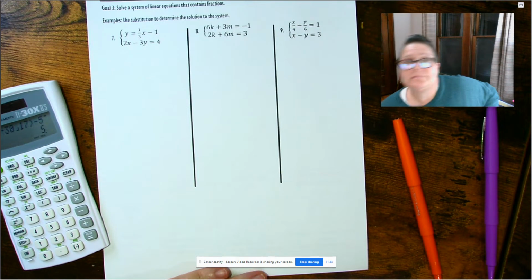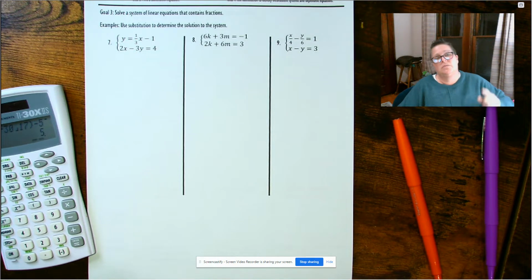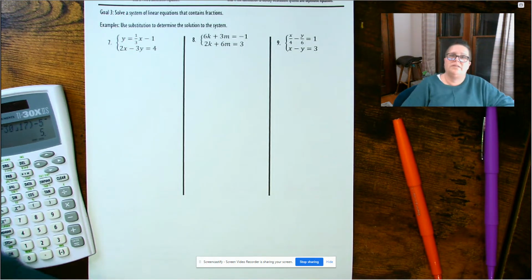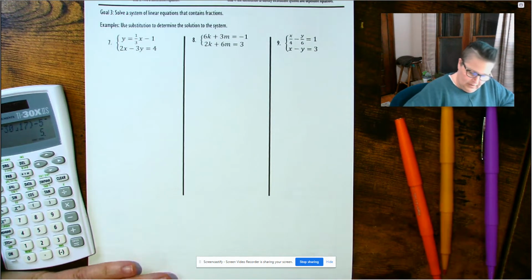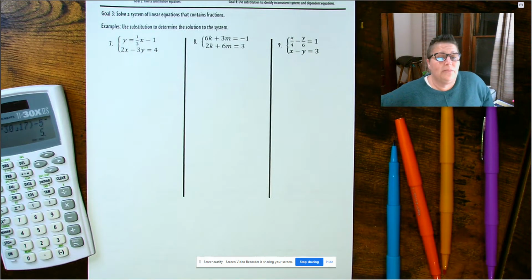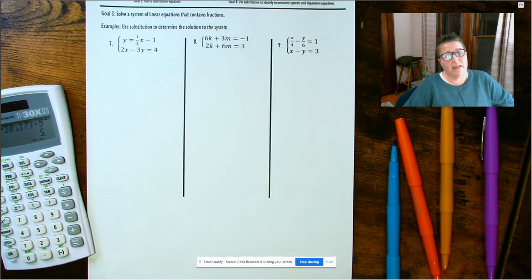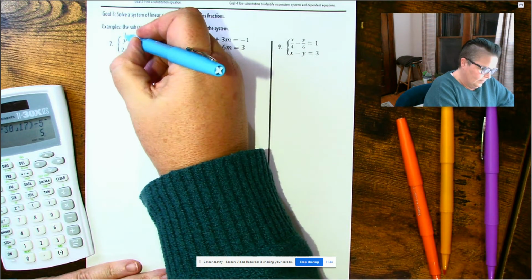All right? So, can you use substitution to determine the solution to a system when one or more of these problems has fractions in it? Yes. Yes, you can. Let's go. We just had one example. Let's see what we've got here. All right. The first example has y is equal to 1/3 x minus 1, and the second equation is 2x minus 3y equals 4. Notice we have already solved for y.